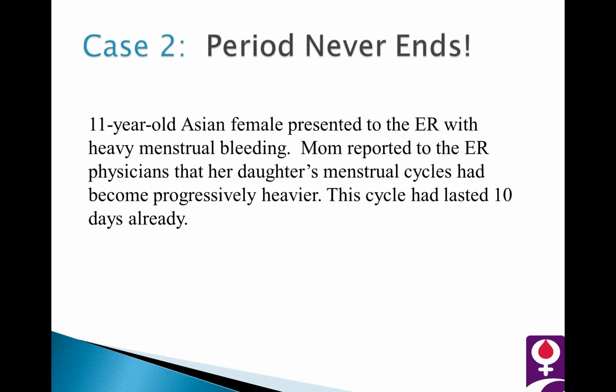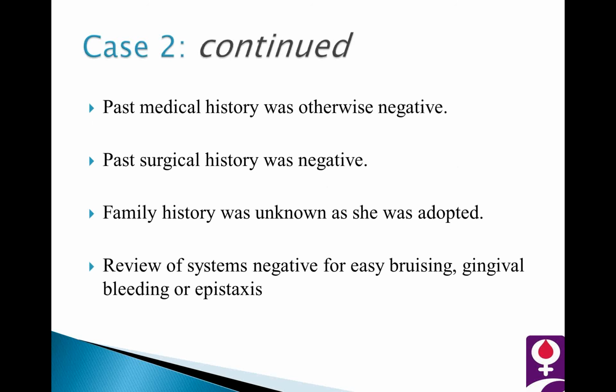Well, in case 2, this is a little bit different, so we're shifting gears just a tiny bit. We have a younger female, an 11-year-old Asian female, who presented to the ER with heavy menstrual bleeding. Her mom reported to the ER physicians that her daughter's menstrual cycles had become progressively heavier, and this cycle, in fact, had lasted for 10 days. Past medical history was otherwise negative. Past surgical history was negative.